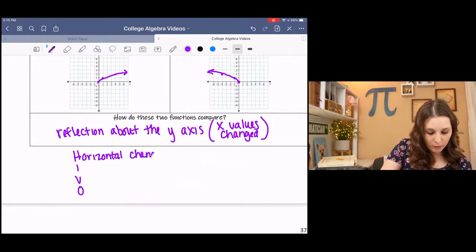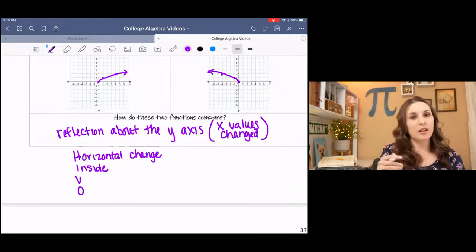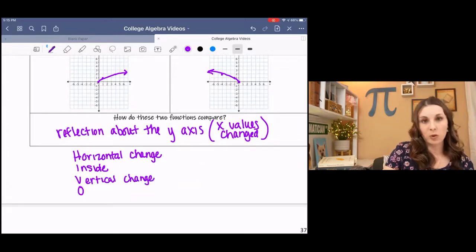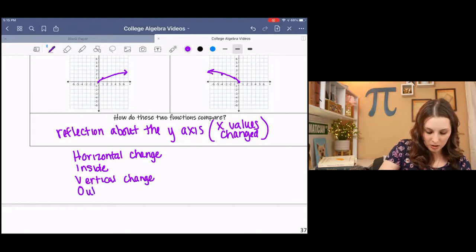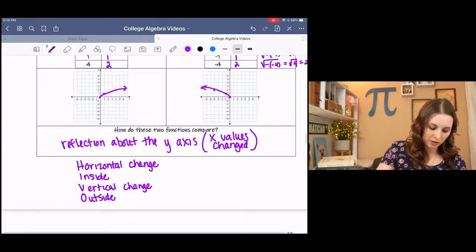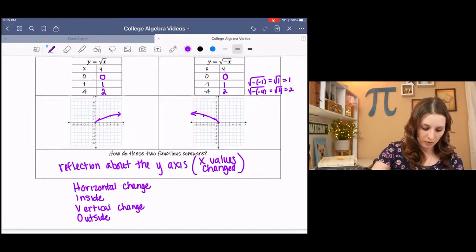change or movement happens when there's something that happens on the inside of the parent function, and vertical change happens when there's something on the outside of the parent function. So let's go back and see what I'm talking about there.